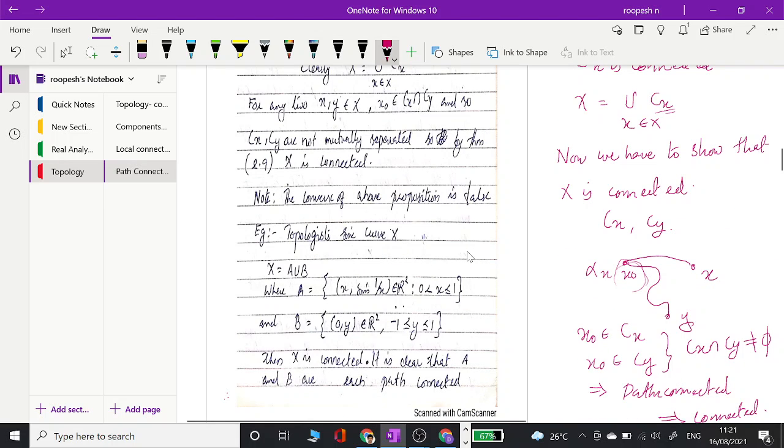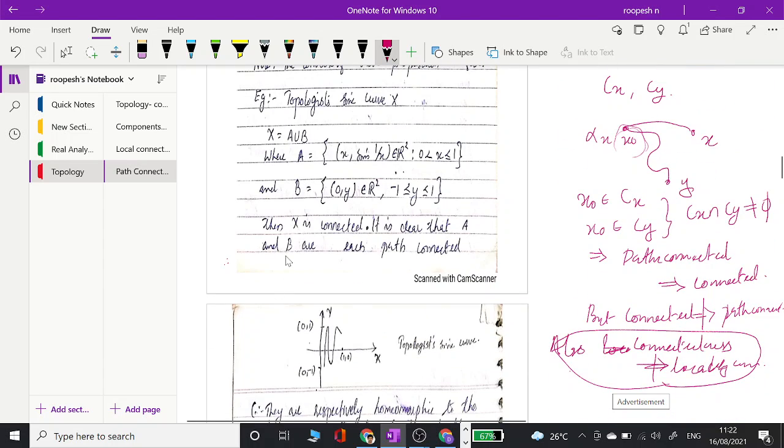So here the example is the topologist's sine curve. In the previous class also we have seen this example, but we haven't seen it in detail. Here, A is equal to the set of points x comma sine 1 by x in R2 such that your x value lies between 0 and 1. And B is equal to the set of all points 0 comma y in R2 such that minus 1 is less than or equal to y less than or equal to 1. Then X is connected. It is clear that A and B are each path connected. What's the reason?